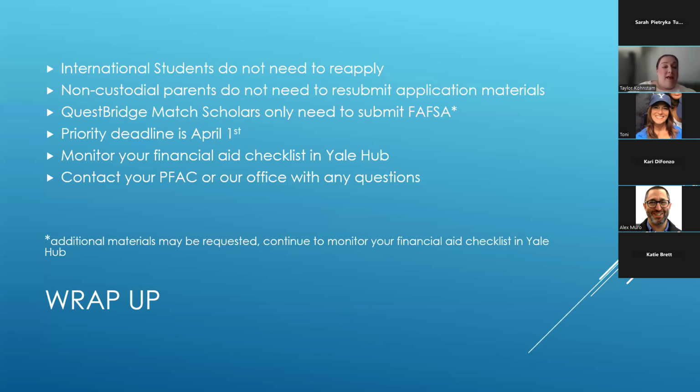The priority deadline for ensuring that you receive your financial aid offer in time for the July 1st fall bill is April 1st. Like Tony said, if you submit past that date, your financial aid will not be affected in any way. You just may receive your financial aid offer a little bit later than would be hopeful.